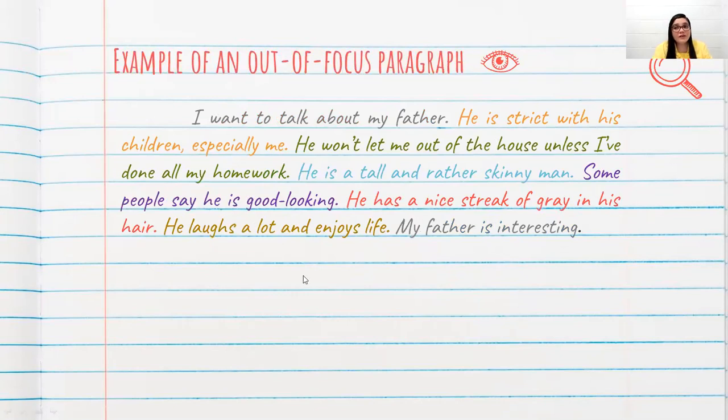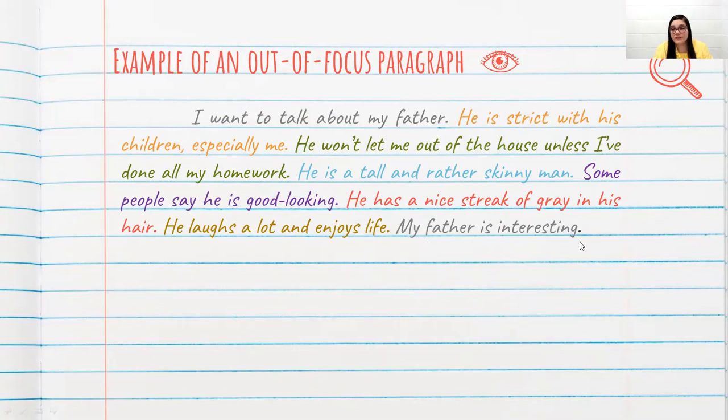Take a look at the big difference between the previous and this one. I want to talk about my father. That's a very poor topic sentence. He is strict with his children, especially me. He won't let me out of the house unless I've done all my homework. He's a tall and rather skinny man. Some people say he is good looking. He has a nice streak of gray in his hair. He laughs a lot and enjoys life.